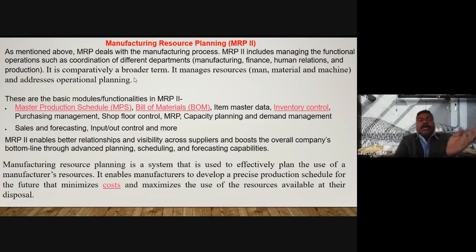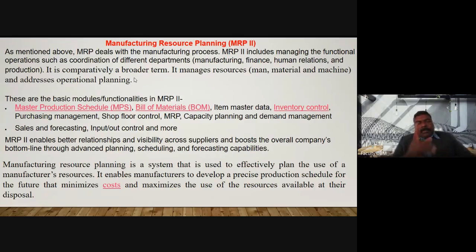Inventory controlling we have to do, purchasing management, shop floor control, MRP. Here MRP, material requirement planning, also will be done. Additionally, capacity planning, capacity of the machines, capacity of individuals, and demand management also will be done in this MRP2. Sales and forecasting, input, output control, and more are there in this MRP2. So it is an extension of material requirements planning, that is MRP1.